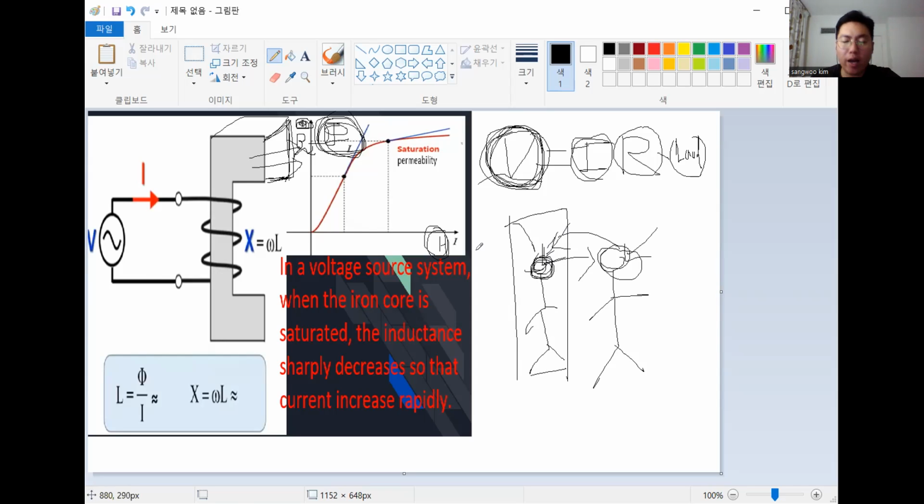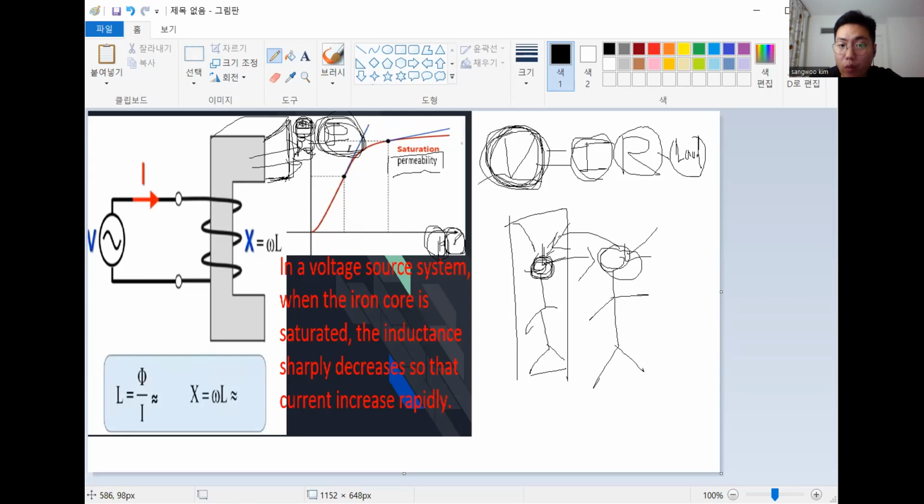So that's why I wanna change it. So this graph, this is I, current, and this is just flux. So what happened? Oh, sorry guys. First of all, here's permeability. In the BH graph, these slopes indicate permeability.